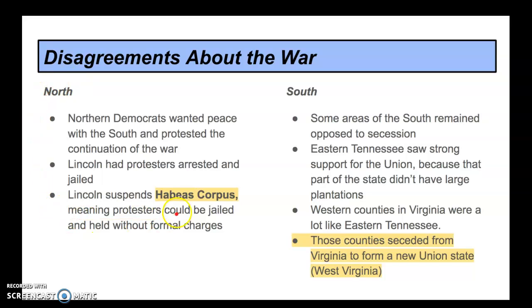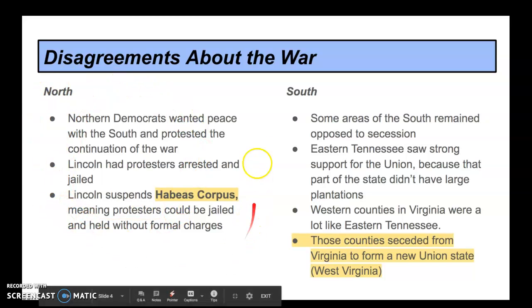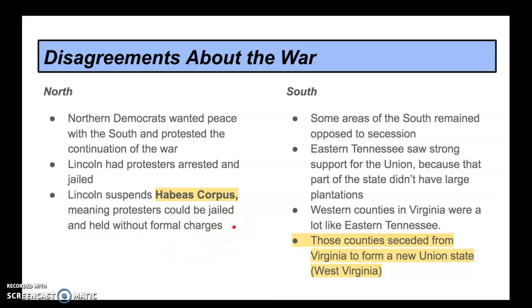All right, so we're going to look at some disagreements about the war. So disagreements within the North. So everybody that lived in the North didn't have the same views on the Civil War and secession that all the other people in that region did. So Northern Democrats, remember Lincoln's a Republican, Northern Democrats, they wanted peace with the South, and they protested the continuation of the war. So there's divisions there between the Republicans and the Democrats in the North.